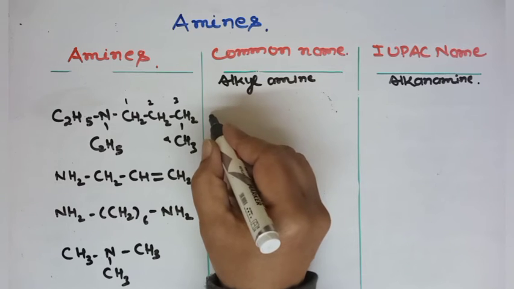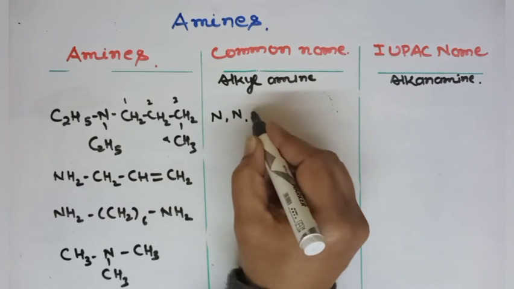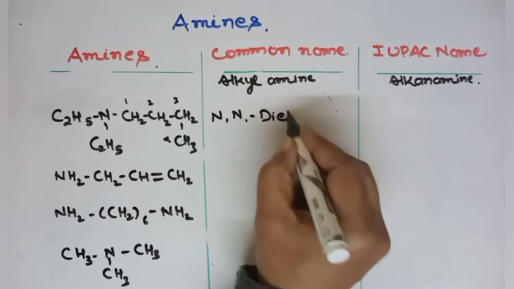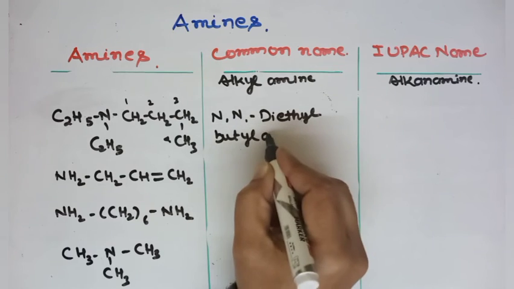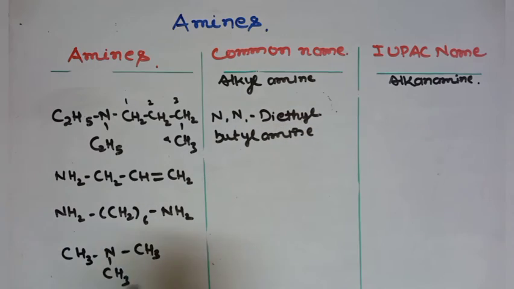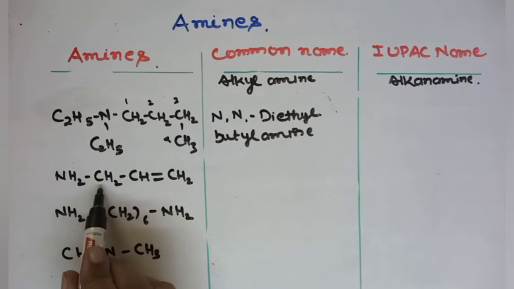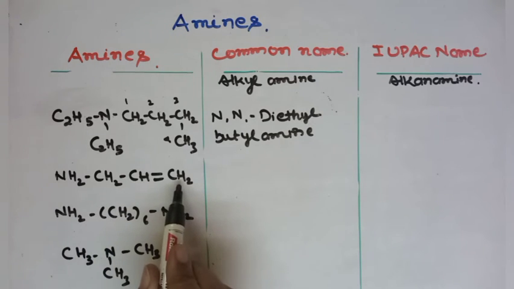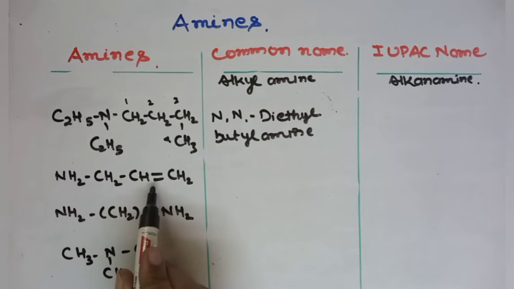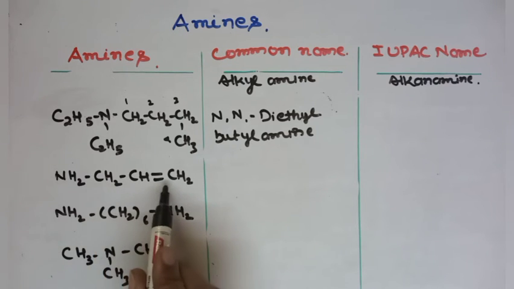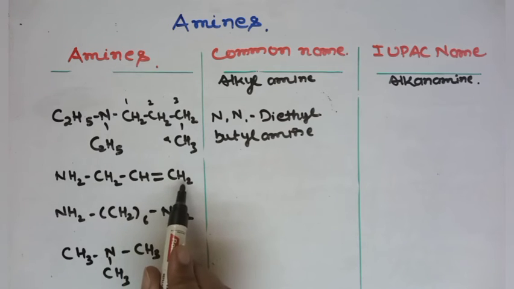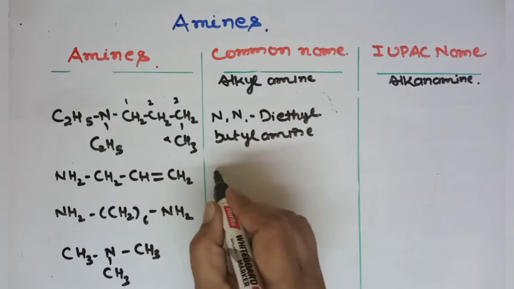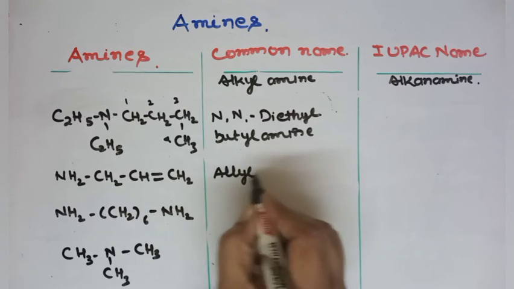So we write it as N,N-diethylbutyl amine. And just check this, you have studied it as an allyl group, CH2-CH, or we can call it CH2 bond CH double bond CH2. This one is the allyl group. In common name we used to call it allyl group. So its name will be allyl amine.